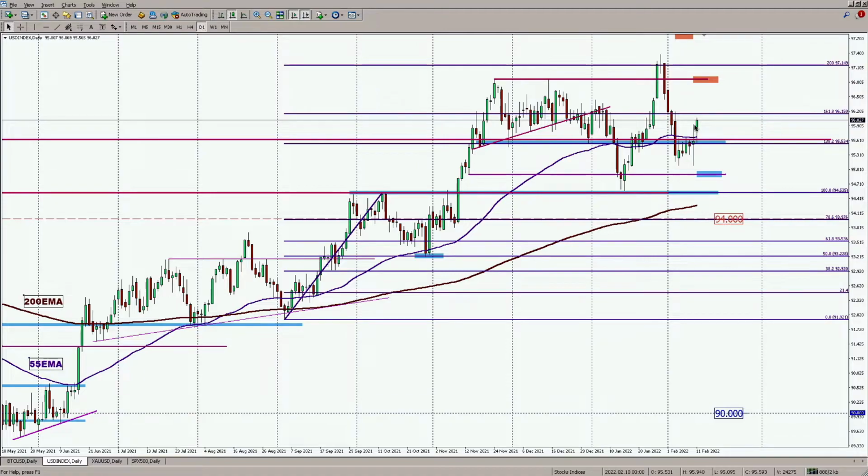Right, so it's attempting to recover and climb back into the 62 Fib and then eventually hoping to reach the previous resistance level here. So next week looks like it's still going to be in a limited range, this area.